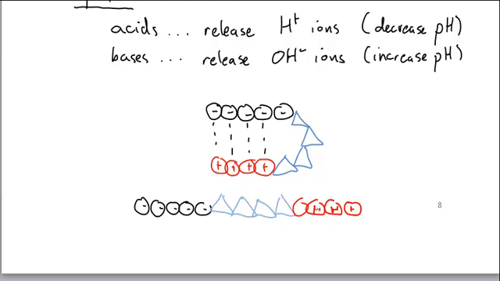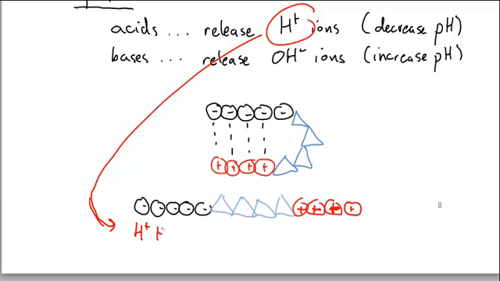Over time, those H plus ions from the acid are going to come in, and they're going to start interacting with the negative R groups and blocking out the interaction with the positive amino acids, and basically straighten out this protein. So they've replaced the interaction with the other amino acids and interfered.